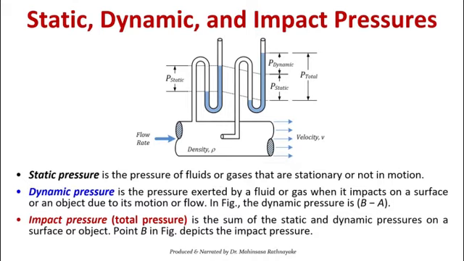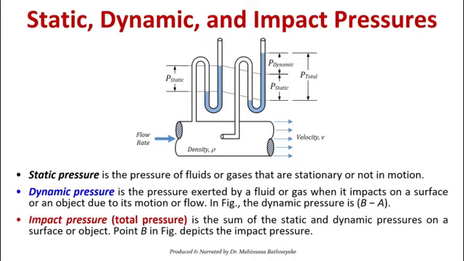Static pressure is the pressure of fluids or gases that are stationary or not in motion. That means simply the elevation difference, or maybe the static pressure difference. If a certain chemical fluid is moving from one equipment to another, the pressure difference between the 2 vessels would be one component of the static pressure. Then the elevation difference, like that. Dynamic pressure is the pressure exerted by the fluid or gas when it impacts on a surface or an object due to its motion or flow. An example would be the friction losses, right? Or otherwise, any other pressure caused by the movement of the fluid or gas is called dynamic pressure. I hope you can clearly demarcate.